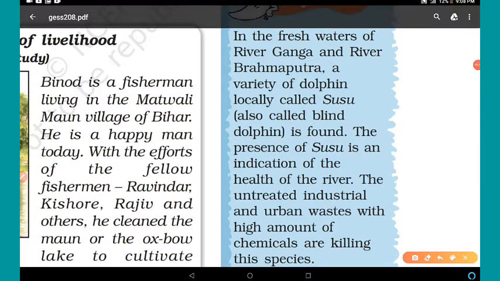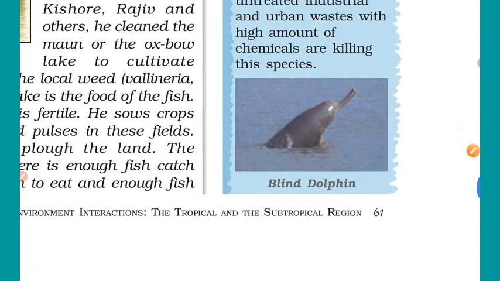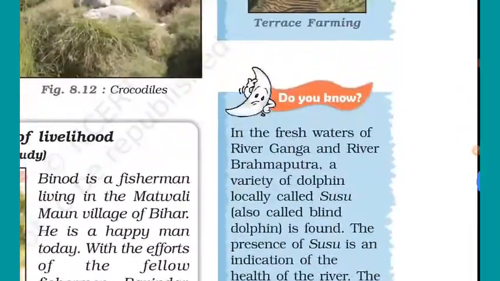Now do you know, in the fresh waters of river Ganga and river Brahmaputra, a variety of dolphin locally called susu, also called blind dolphin, is found. The presence of susu is an indication of the health of the river. The untreated industrial and urban wastes with a high amount of chemicals are killing this species. You can see in this image the blind dolphin.